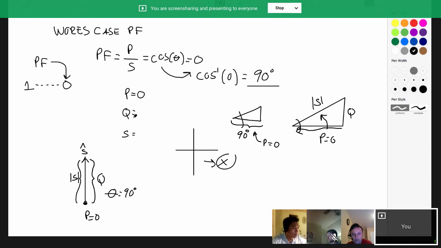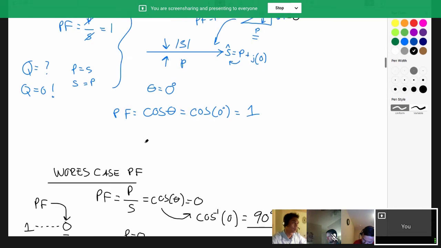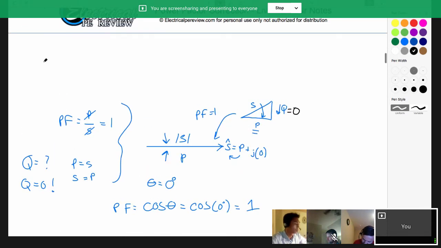Everyone agree? Okay. So for the worst case power factor, to get that 0, our Q value has to equal our S magnitude, and our S magnitude has to equal Q. Very similar to what we had on the best case power factor.